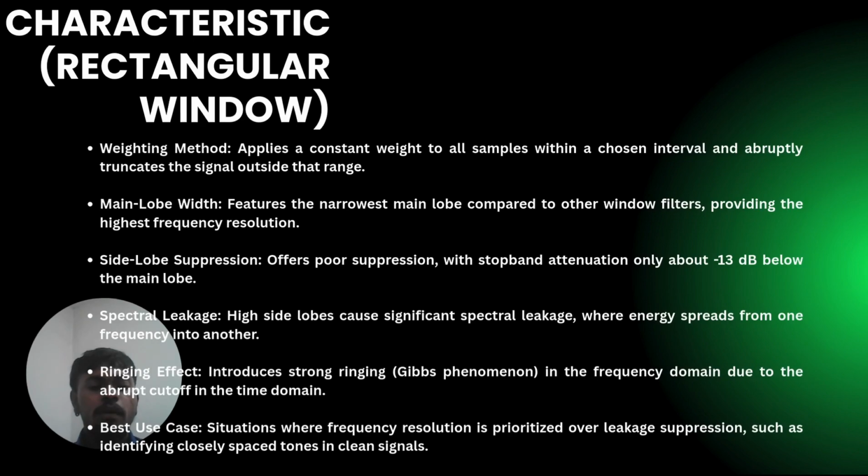However, the sharp truncation comes with a heavy price. The side lobe suppression is quite poor, typically offering only about negative 13 dB of attenuation. This leads to high spectral leakage, where energy from the signal leaks into adjacent frequency bands, potentially masking weaker signals.